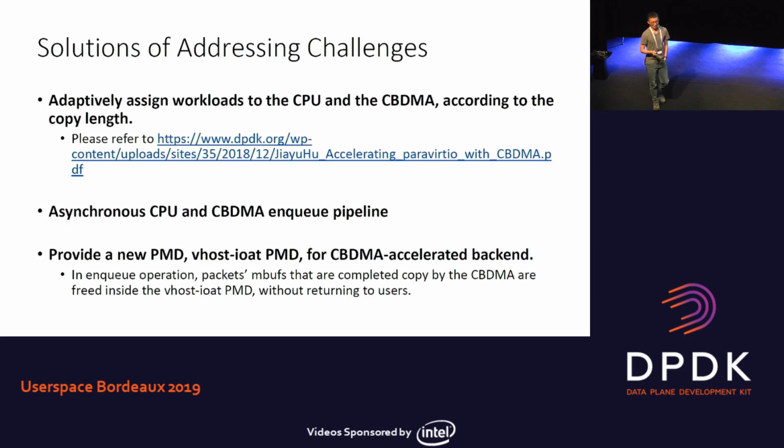And the third one, how can we solve the semantic change, the semantic difference? So we're thinking about providing a new PMD, because the enqueue operation got its own semantic, but if we just provide a PMD, the args, the TX function, then the buffers will be managed inside of the PMD. So there should be no problem to the applications.